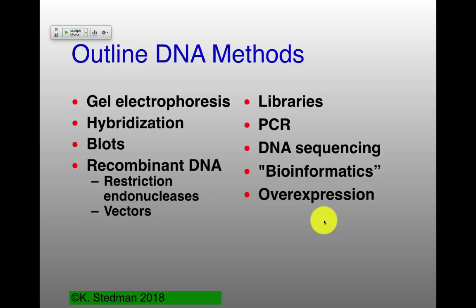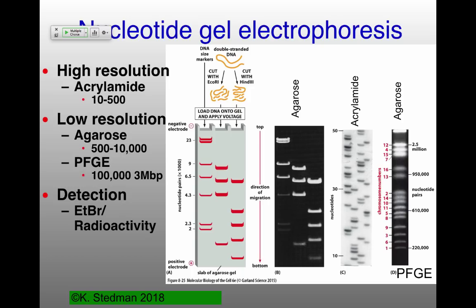One of the previous jobs that I worked in, we actually had horse pancreas, and we were trying to purify proteins from horse pancreas. It was not very much fun. But if you can use these recombinant techniques, you can also often use other ways of making a lot of these proteins. But first, I wanted to talk about nucleotide gel electrophoresis.